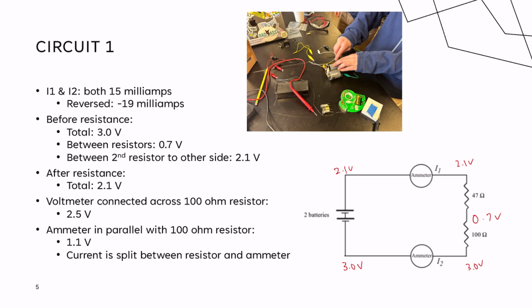And then for the voltmeter connected across the 100 ohm resistor, it measured 2.5 volts, but when the ammeter was in parallel with the 100 ohm resistor, it was 1.1 volts because the current was split between the resistor and the ammeter.